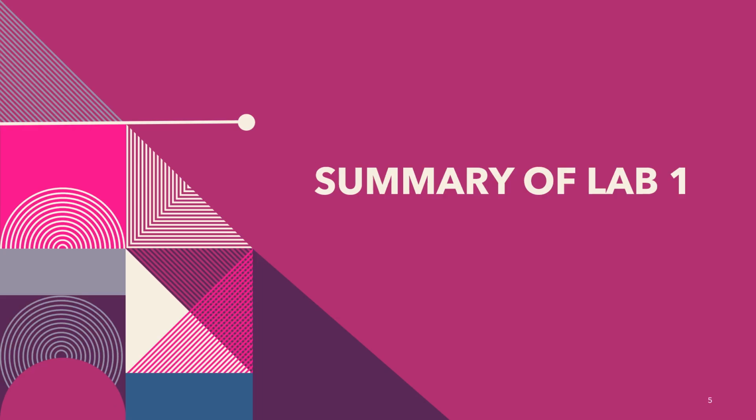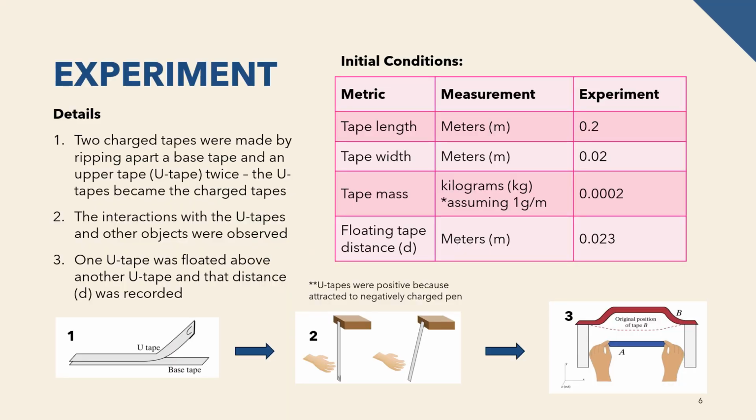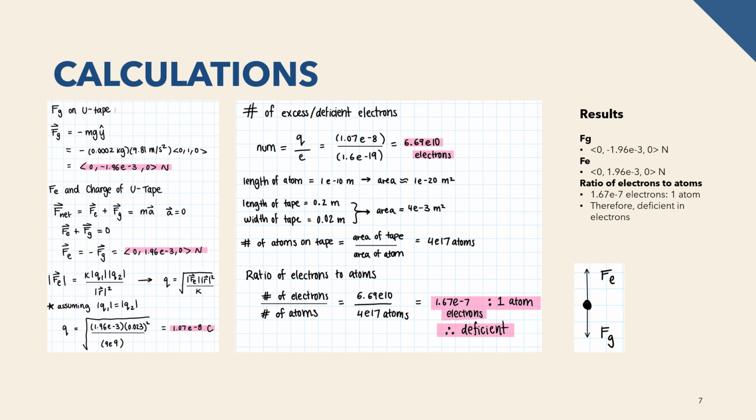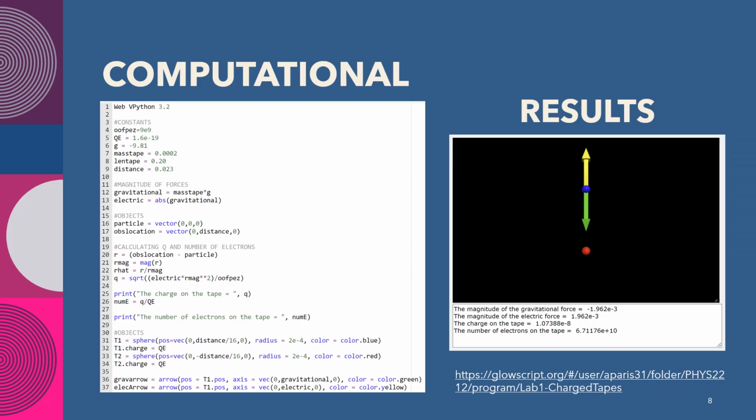Here's a quick summary of Lab 1. The experiment procedures for Lab 1 are shown to the left, and the initial conditions are shown in the table to the right. Here are the calculations from the experiment in Lab 1. I calculated force of gravity, force of electricity, and the charge of the U-tape, the number of excess and deficient electrons, and the ratio of electrons to atoms. For Lab 1, I treated the tape as a point charge to simplify calculations, and I used the initial conditions I gathered from the experiment.